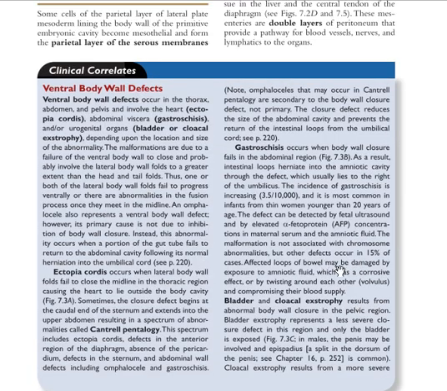Now the clinical correlation is that you can have ventral body wall defects, is it clear? So the ventral body wall defects can occur at different parts of the body. It can occur at the thorax, at the abdomen, and at the pelvis. When it's at the level of the thorax, you have what is called ectopia cordis. When it's at the level of the abdomen, you can have gastroschisis or omphalocele. When it's at the level of the pelvis, you have bladder or cloacal exstrophy.